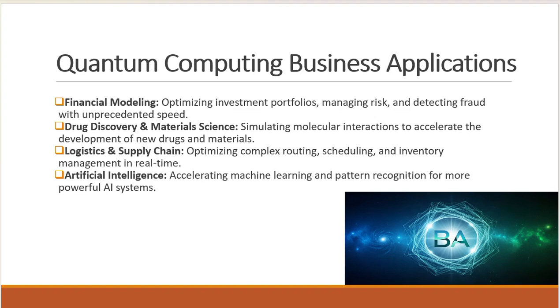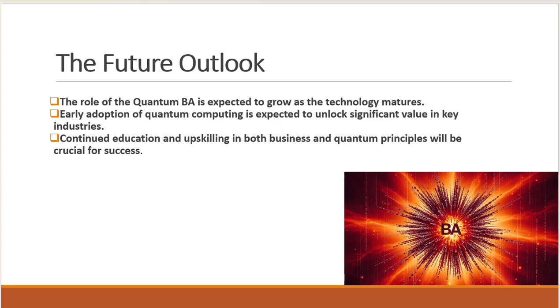And then artificial intelligence will accelerate machine learning and pattern recognition for powerful AI systems. This is where quantum computing and artificial intelligence come together to accelerate the user experience and machine learning pattern recognition for more powerful AI systems. That system will solve business problems in real time. So that's the importance of quantum computing.